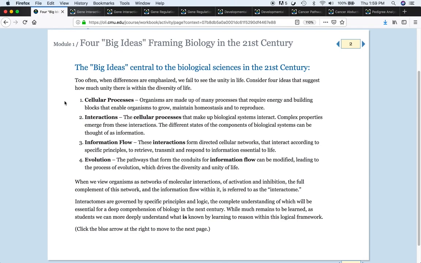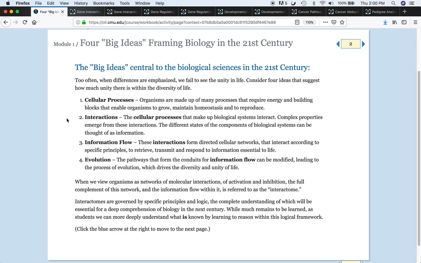Interactions and information flow. Number 2, interactions, says that the cellular processes that make up biological systems interact and that complex properties emerge from these interactions. The different states of the components of biological systems can be thought of as representing information. Number 3, information flow, says that these cellular interactions are connected and that these connections form directed networks that interact according to specific principles to retrieve, transmit, and respond to information essential to all living systems.